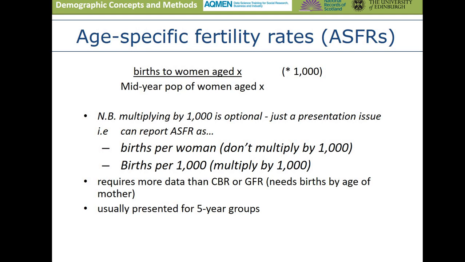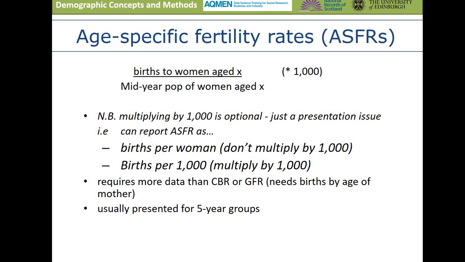This is the formula for the age-specific fertility rates. We're just looking at the births to women at a particular age X divided by the mid-year population of women at age X, again multiplied by 1,000 as a kind of presentational choice here. If we don't multiply by 1,000, we're looking at births per woman, and if we do multiply by 1,000, our rate then refers to births per 1,000 population.